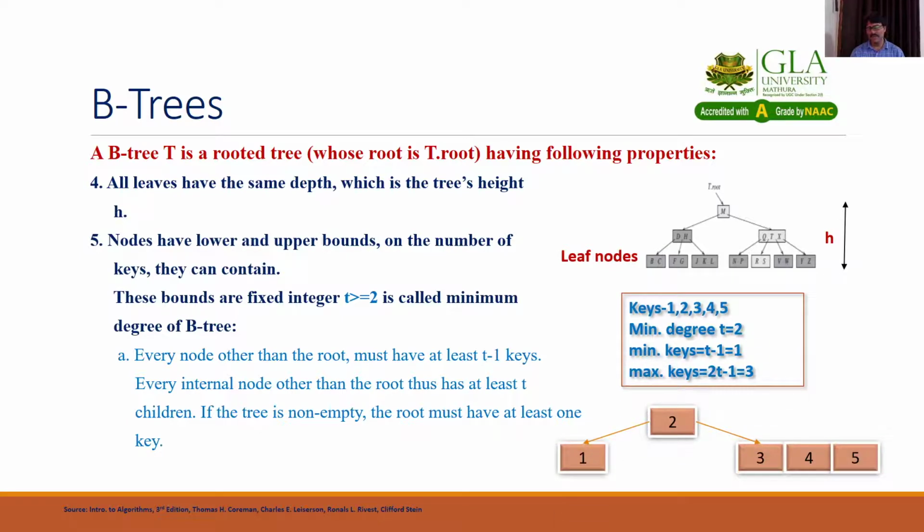Now part B, that is the example I have shown here. So this is your minimum number of elements. Because minimum degree t equals 2, the minimum number of keys will be t minus 1 equals 1. So you can see the minimum number of elements may be 1.